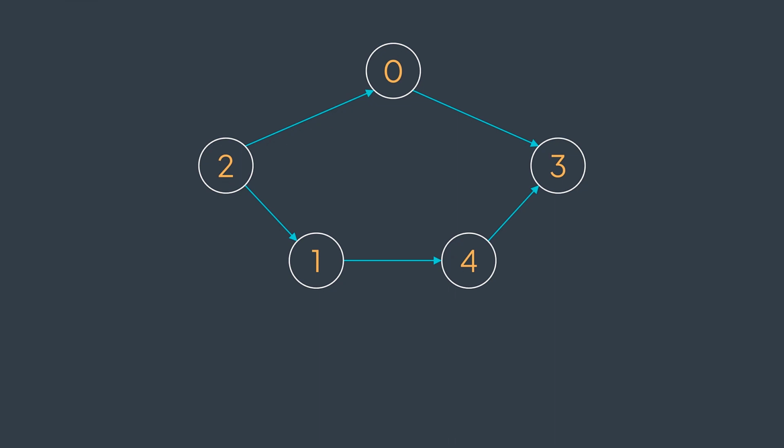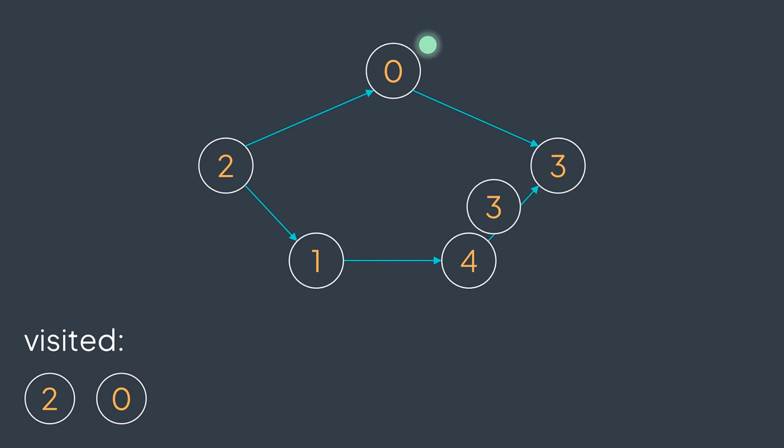But this strategy doesn't always work. Here is a counterexample. We have this graph. Let's start traversing. We start, for example, from 2, we put it in visited. We move to 0, we put it in visited. We move to 3, we put it in visited. This one has no outgoing edges, we backtrack. This one has no remaining neighbors to traverse, we backtrack.